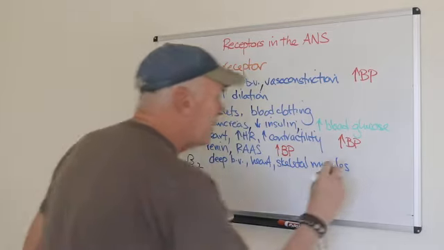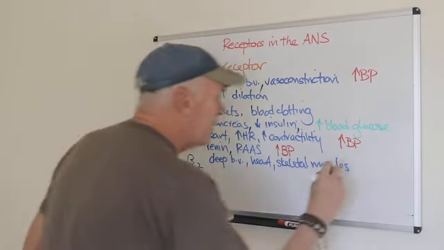And then another place you find it is in the liver, where it promotes something called glycogenolysis. Glycogenolysis means you break down glycogen, which is a stored form of glucose, all right? And that's going to then increase your blood glucose. You break down glycogen to increase the blood glucose.